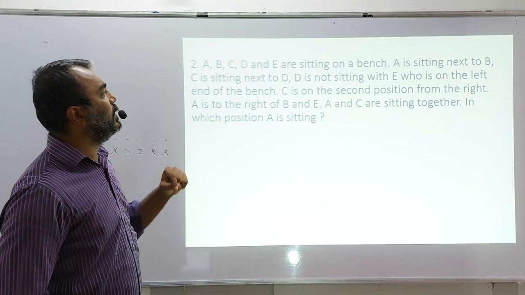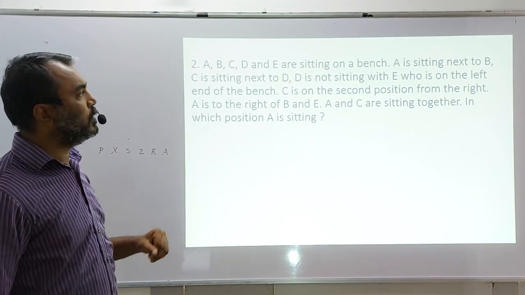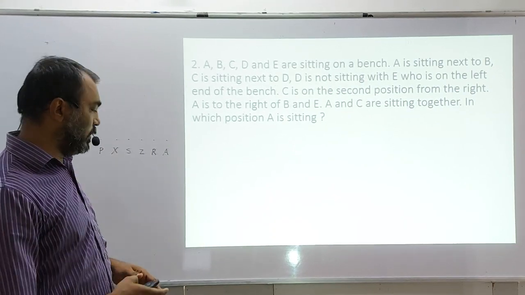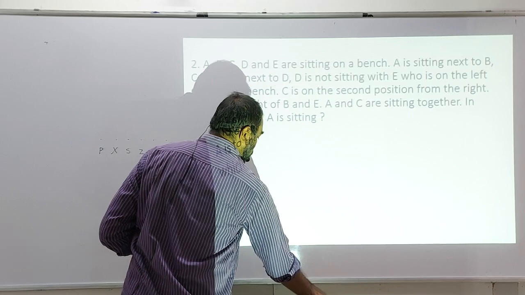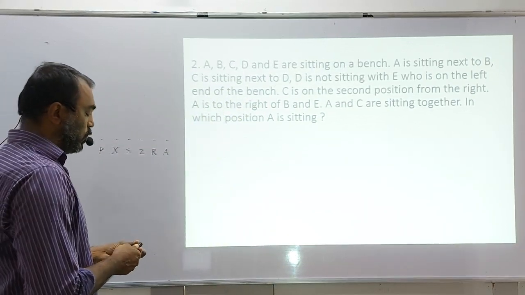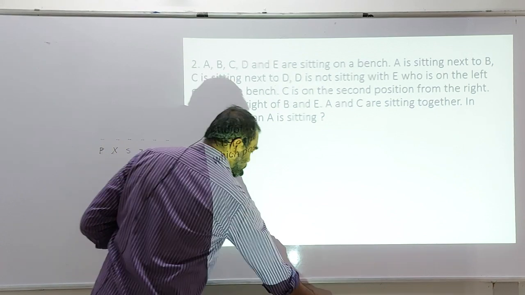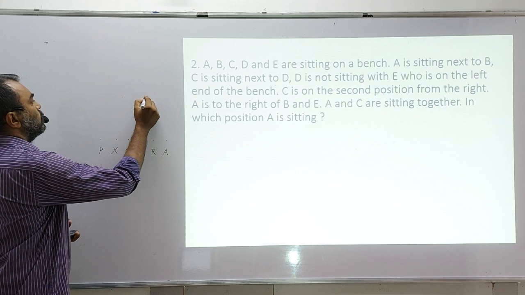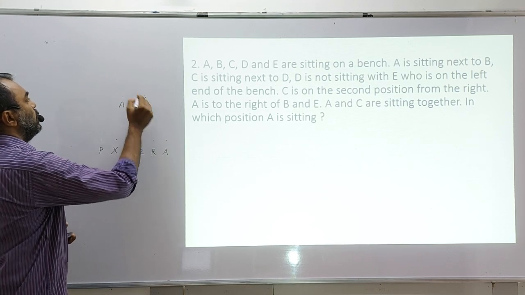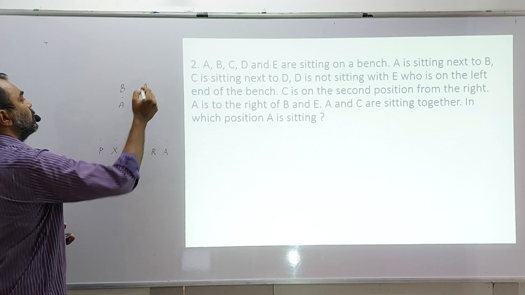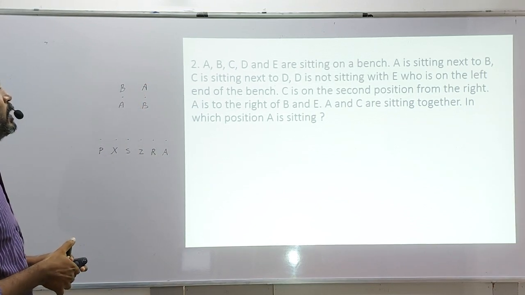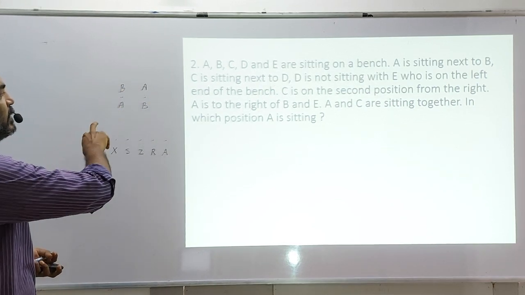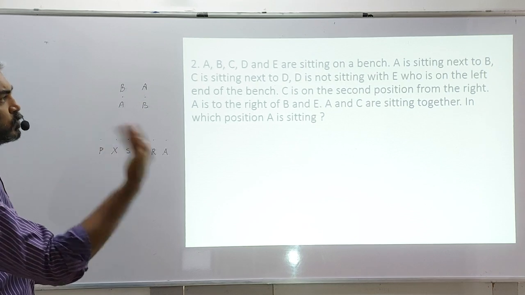A, B, C, D and E are sitting on a bench. Okay? It is not mentioned a circular bench, so keep the bench straight. A is sitting next to B. Now when you got A sitting next to B, what will you get? If you start to draw, what will you get? You can either write A sitting next to B, and this is also the same thing, right? So you should keep both the options in mind. A is sitting next to B means A and B or B and A. They are sitting next. Now, which option you choose here? That we have to see further.